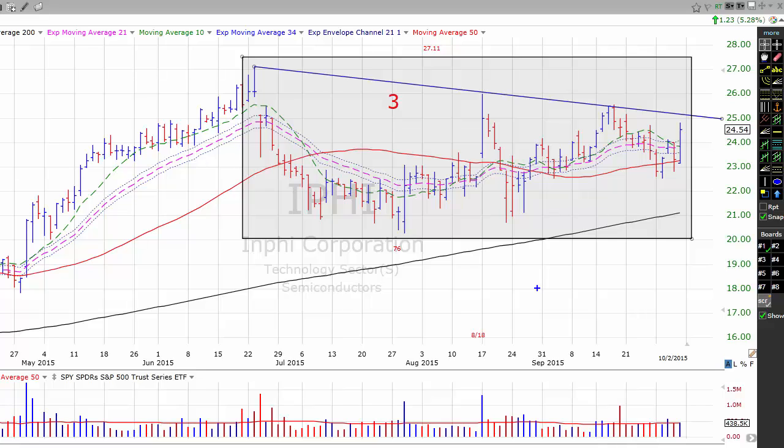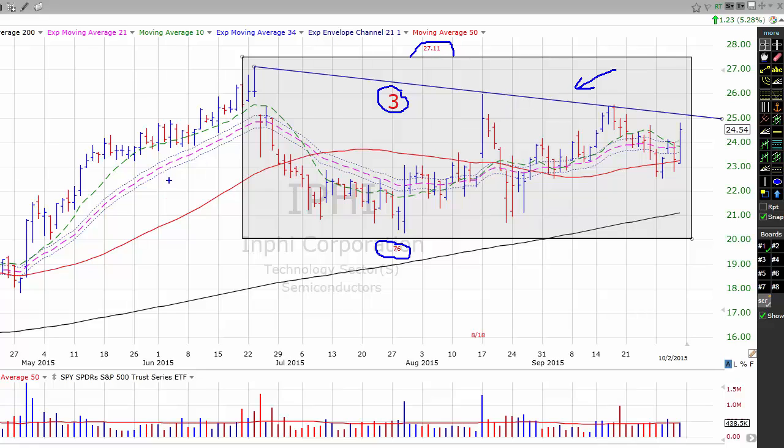Inphi Corp designs analog multiplexers, encoders, amplifiers, and memory buffers for servers, routers, and storage equipment. The stock right now is in a third stage base. That's a pretty late stage base, so we might want to be a little bit cautious here. We have a pivot point of $27.11. Inphi gets a 76% checklist rating, and we have this trend line.